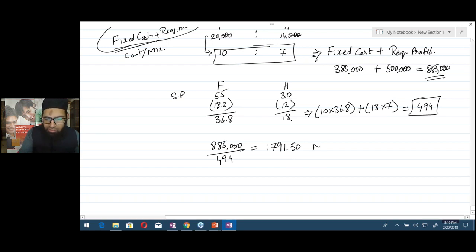Now these are mixes, and we know each mix contains 10 units of F and 7 units of H. So if I multiply it with 10, the answer will be 17915. And if I multiply it with 7, the answer will be 8957.